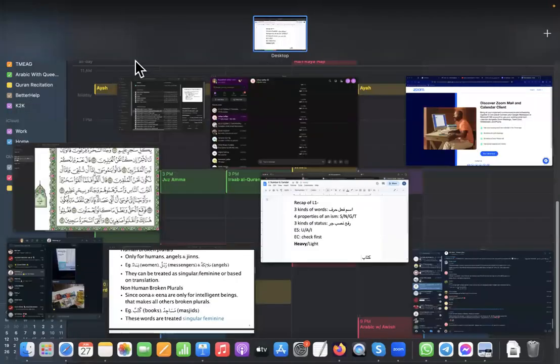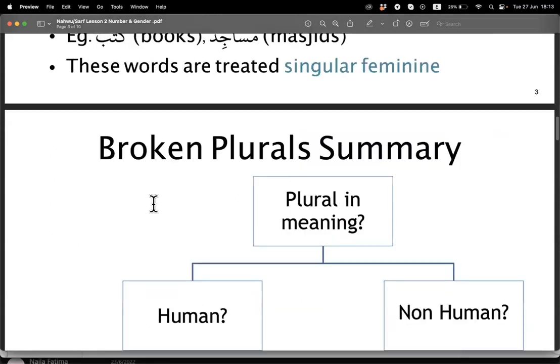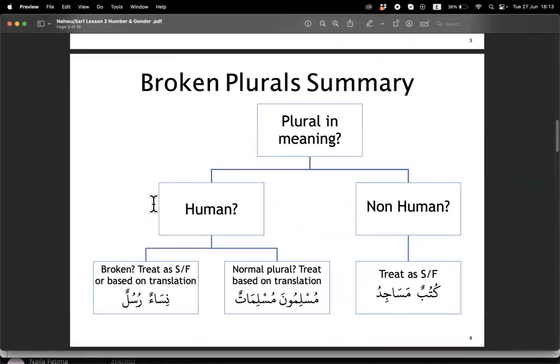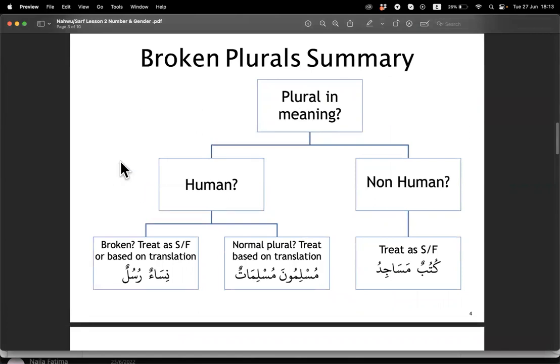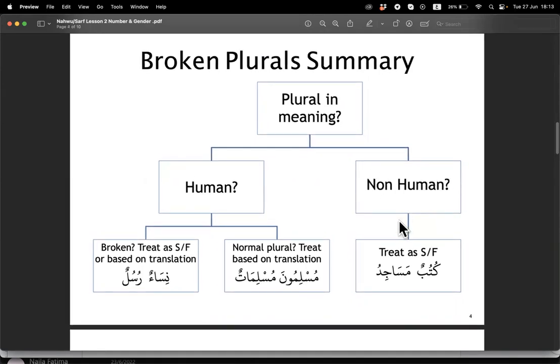Okay, never mind. We'll come back to that in a bit after we do gender. So the summary is you can always come back to this chart. If you have a word that is plural in meaning, meaning you need to know the meaning of the word, and it's plural and non-human, so books, doors, gates, fans, aircons, all these walls, everything, then it will be treated as singular feminine.